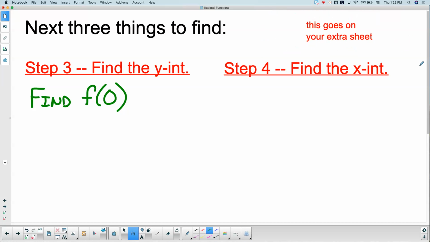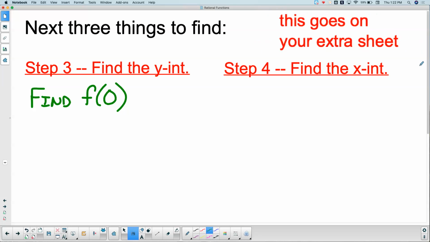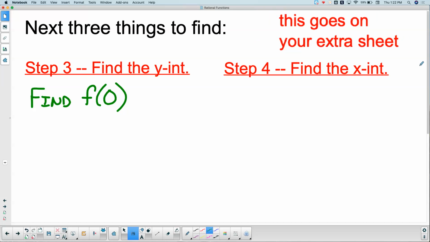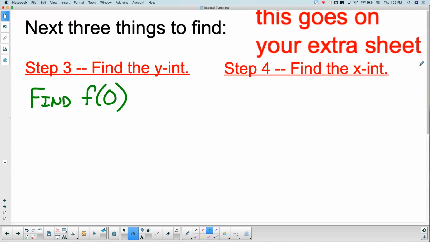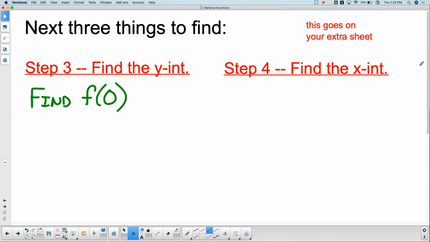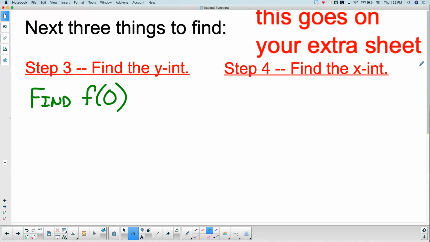Can you change f to a y? Okay. Just replace it with y. So what are we doing then, basically? Making it. I can change my function notation back into y, right? And then I make my y equal to 0. What am I basically doing? Setting my function equal to 0. So the x-intercept is where my function is equal to 0.